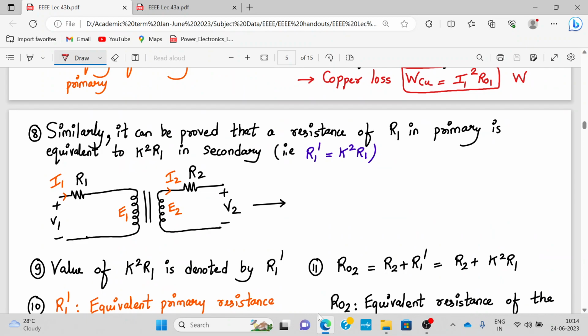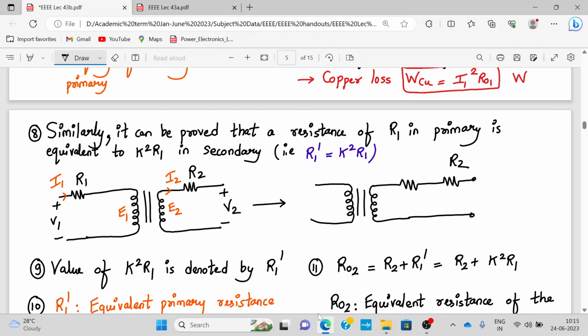Similarly, it can be proved that the resistance R1 in the primary is equivalent to K square into R1 in the secondary. So any primary winding resistance we want to shift to the secondary winding, how do we do that? Let me draw the primary winding of the transformer and the secondary winding of the transformer. In the secondary winding you will have an additional resistor in series with R2. Let me write the primary voltage as V1, self-induced EMF as E1, mutually induced EMF as E2, and load voltage or the secondary voltage as V2.